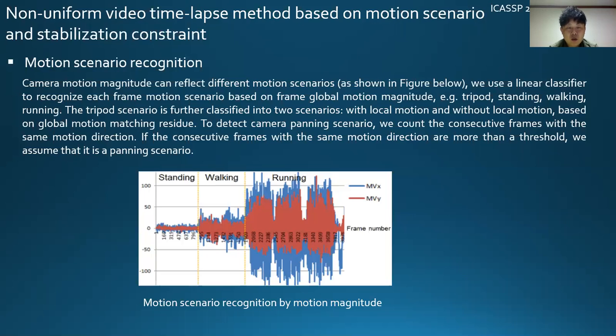Camera motion magnitude could reflect different motion scenarios, as shown in this figure. We use a linear classifier to recognize each frame's motion scenario based on frame global motion magnitude, for example tripod, standing, walking, running. The tripod scenario is further classified into two scenarios, with locomotion and without locomotion. Based on global motion matching residue, to detect the camera panning scenario, we count the consecutive frames with the same motion direction. If the consecutive frames with the same motion direction are more than a threshold, we assume it is a panning scenario.